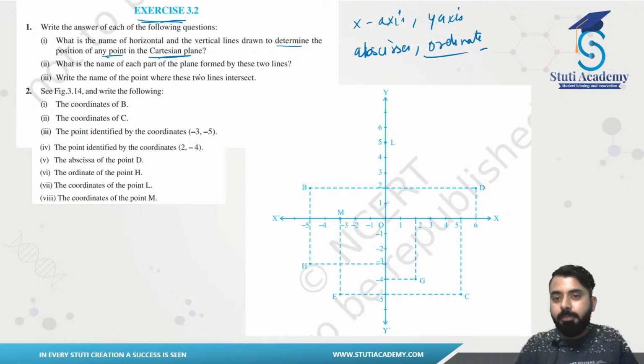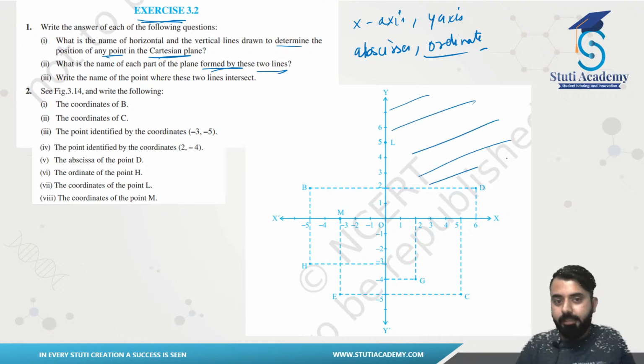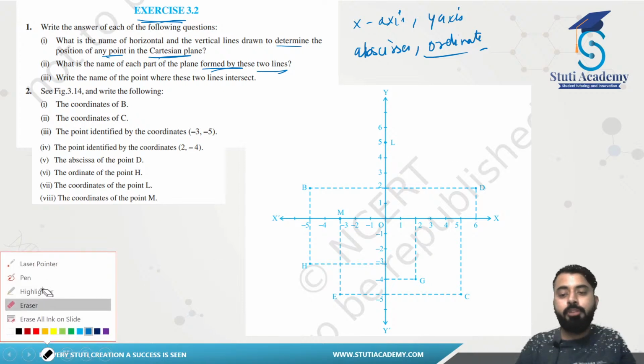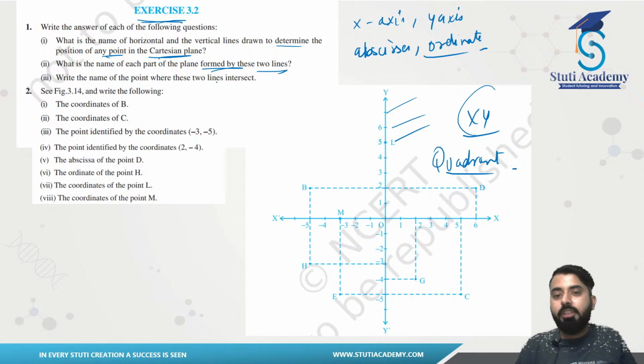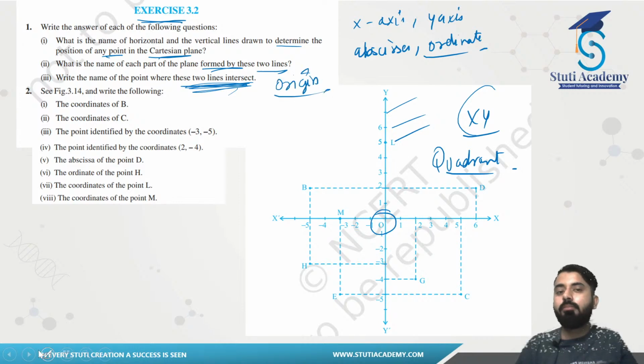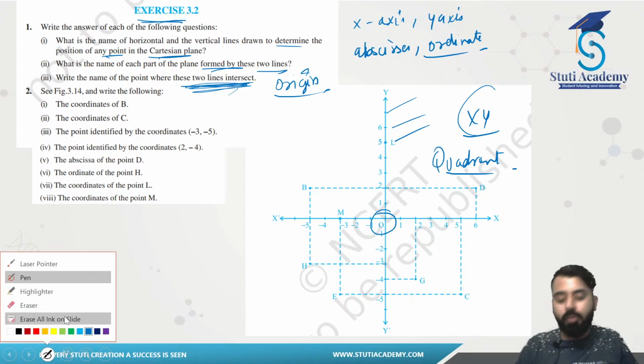What is the name of each part of the plane formed by two lines? It is telling you that there are two lines, let's say this is one and that is the other. What is the name of the plane between the x and y parts here? This will be a quadrant, right? Then write the name of the point where these two lines intersect. They intersect at the origin, right? So your answers are these. I hope you were able to answer them on your own.